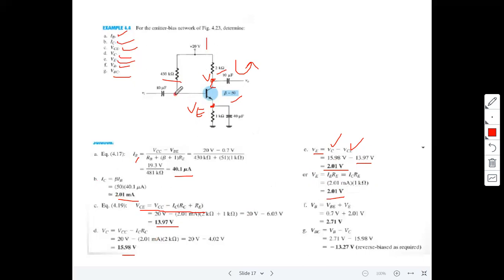Now from that, reversing, what is the base voltage here? VB is equal to VBE plus VE. Why? Because the base to emitter junction is forward biased. So the forward bias junction voltage is 0.7, so VB is equal to 2.71. Now what about the collector junction here? Collector junction VBC, VB minus VC, is negative, reverse bias. So the collector base junction is reverse biased, and the base to emitter junction is forward biased.